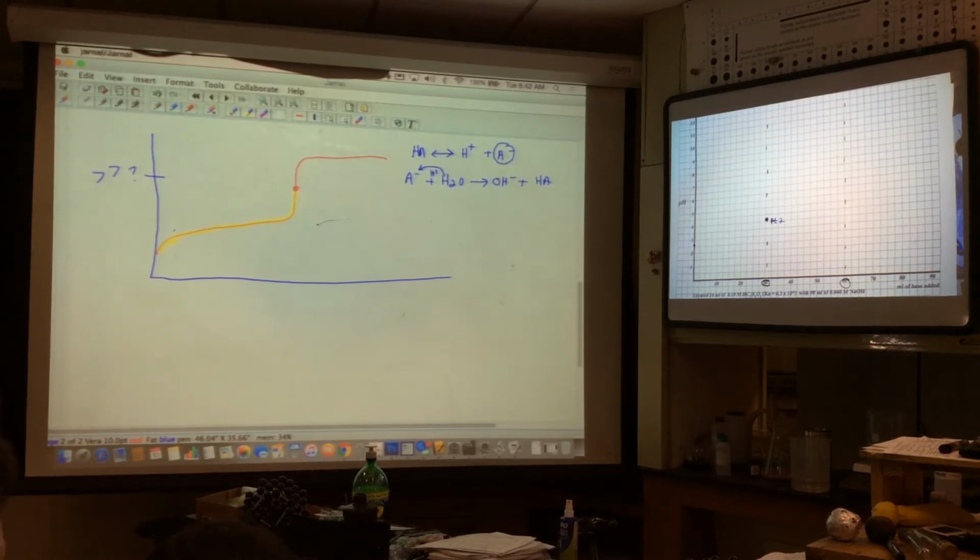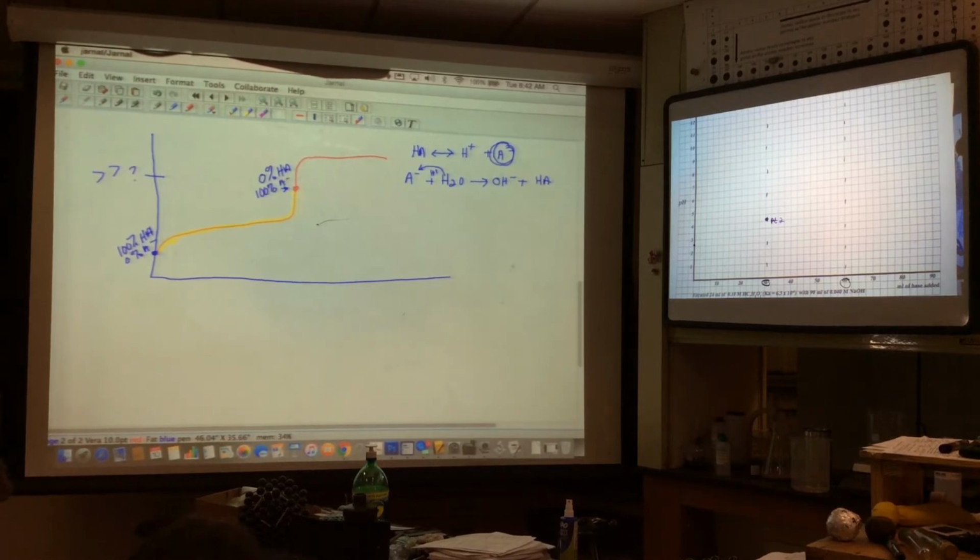You should understand that at the point we just found, there was 100% HA, and we're going to assume there's 0% A negative. At this point, we have driven the reaction completely forward. So we have 100% or 0% HA, which is the acid, and we have what?